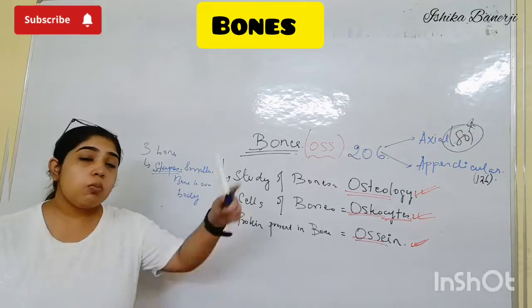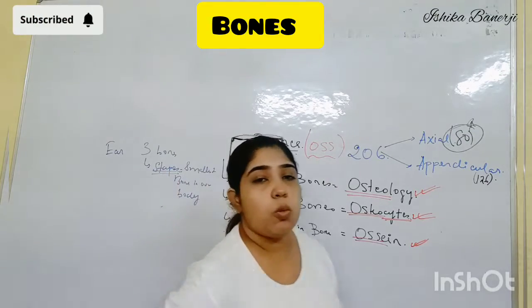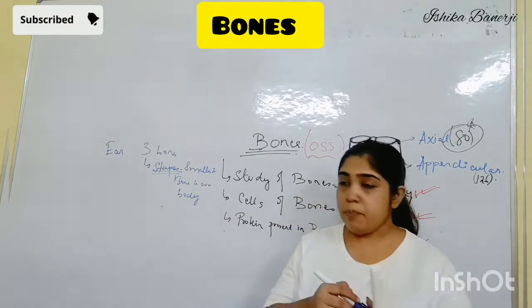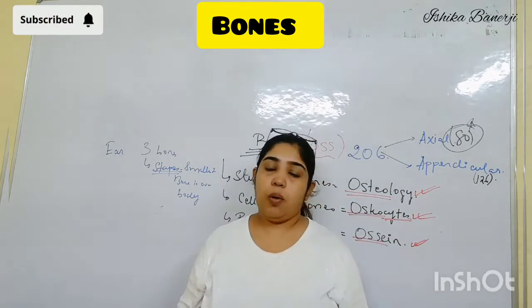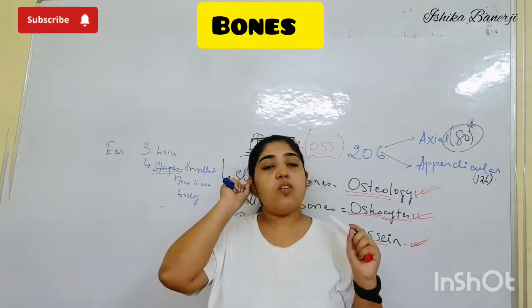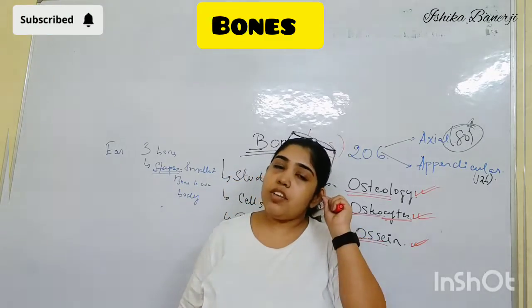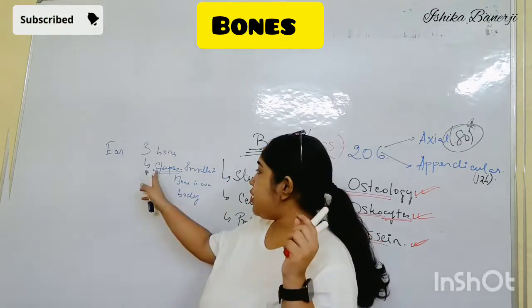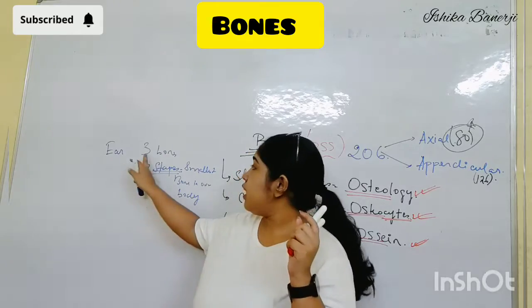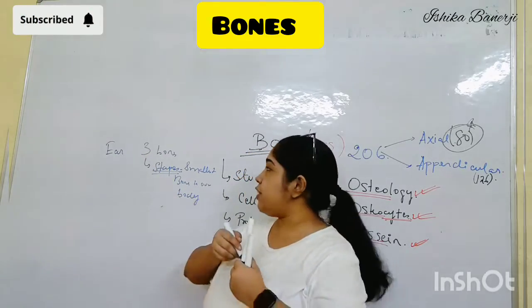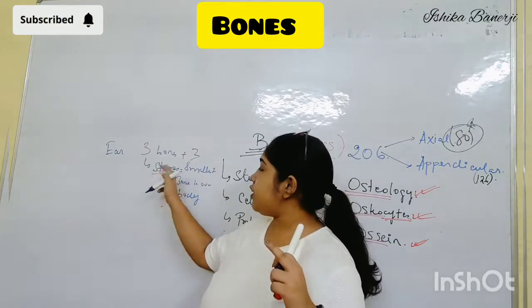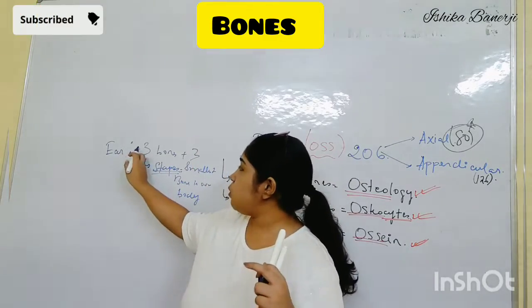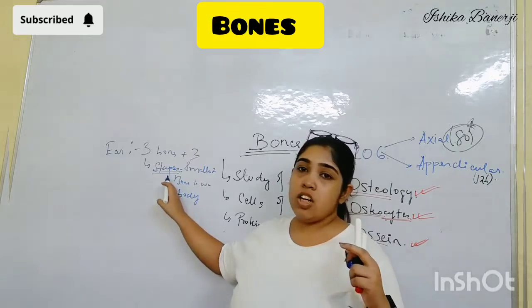The longest bone in our body is the thigh bone. This is our thigh bone. Suppose this is a body. In this ear you will have 3 bones, and in the other ear you will have 3 bones. So 3 plus 3, we have got 6 bones. Among that, stapes is the smallest bone.